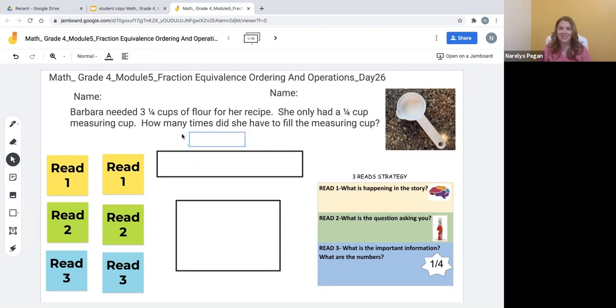All right, students and scholars, this is Ms. Pagan, and I've showed you a support tool that you can use today to solve your application problem.